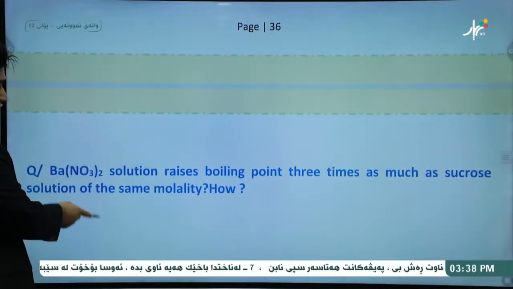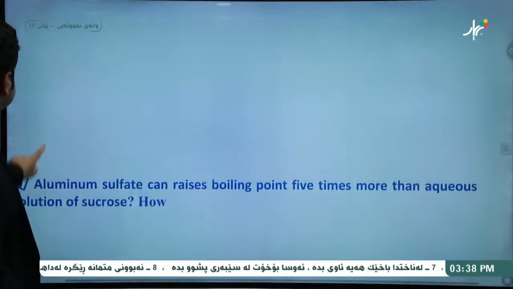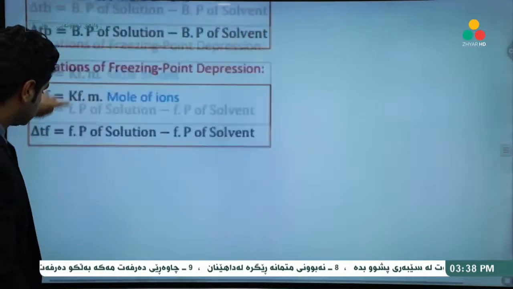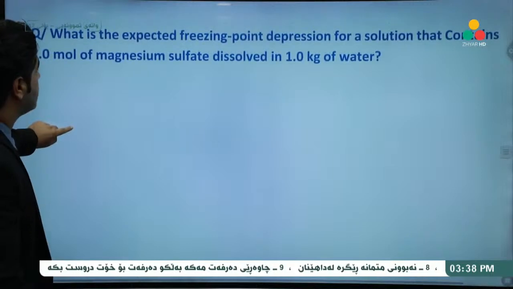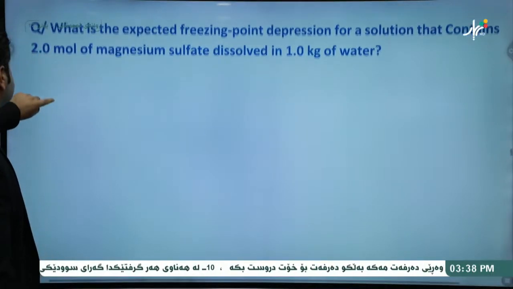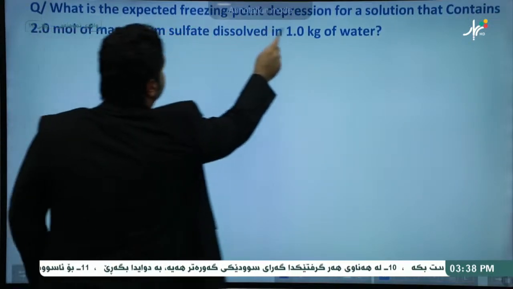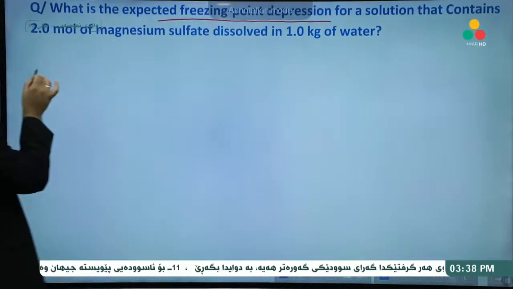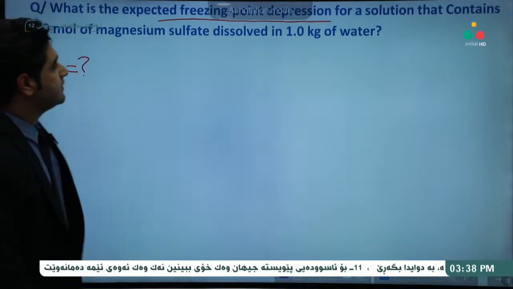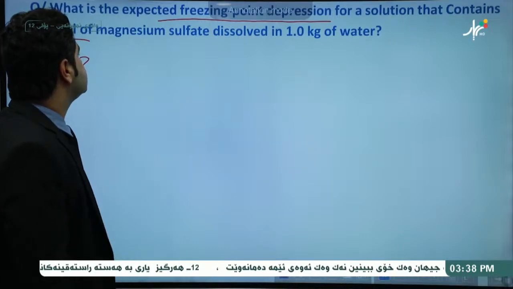I prefer to solve a question about the electrolyte. What's the expected freezing point? Magnesium sulfate dissolving in water. Okay, that's a very good question. What's the expected freezing point depression? It means calculate delta TB for a solution that contains 2 mole of magnesium sulfate.